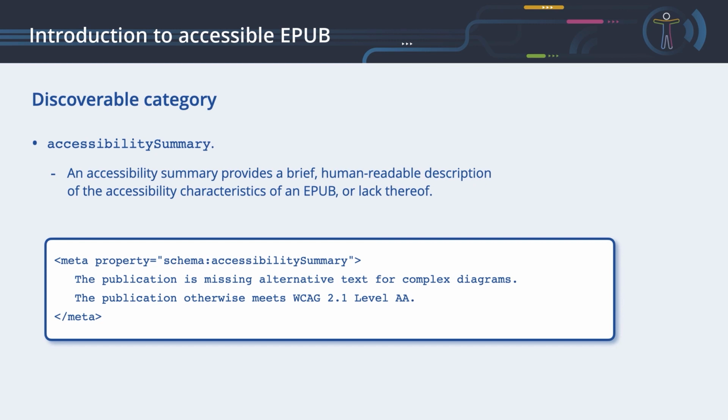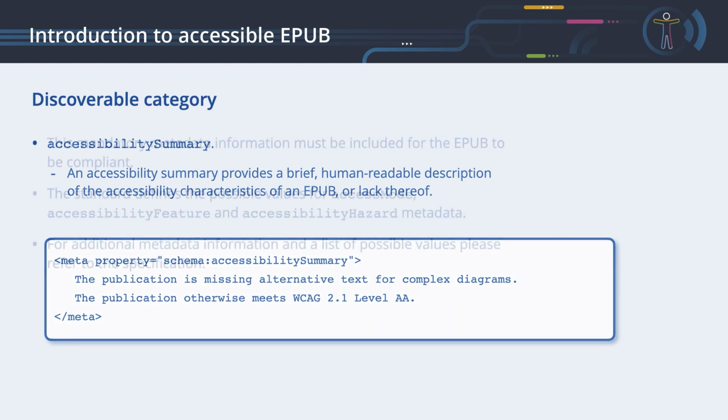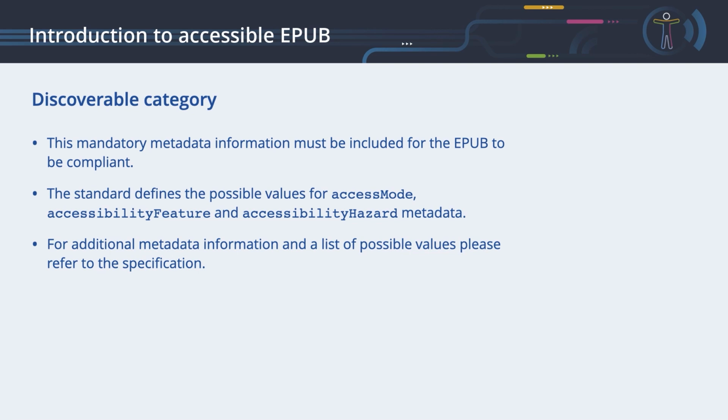The accessibility summary metadata. An accessibility summary provides a brief, human-readable description of the accessibility characteristics of an EPUB, or lack thereof. This mandatory metadata information must be included for the EPUB to be compliant. The standard defines the possible values for access mode, accessibility feature, and accessibility hazard metadata. For additional metadata information and a list of possible values, please refer to the specification.